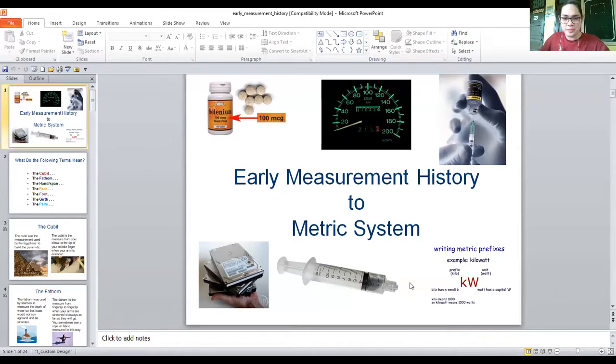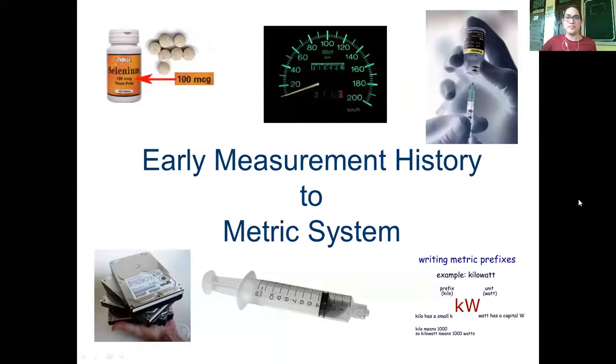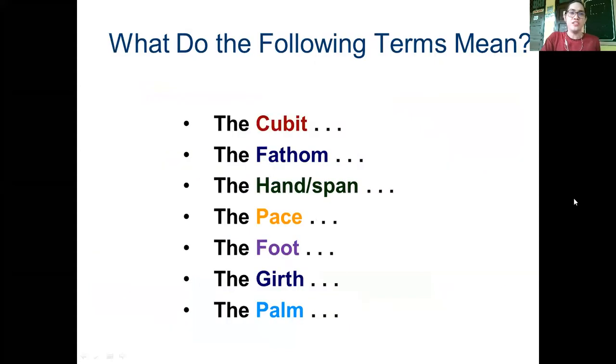So now, early measurement history to metric system. This is our main topic for this video discussion. So what do the following terms mean? The cubit. Have you heard of it? The cubit, the fathom, the handspan, the pace, the foot, the girth, the palm. Have you encountered these words before?